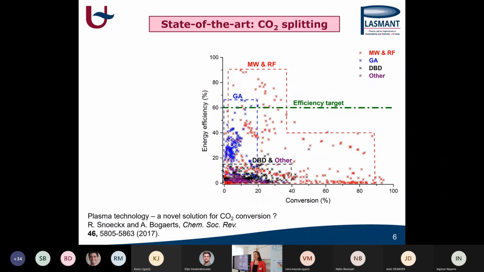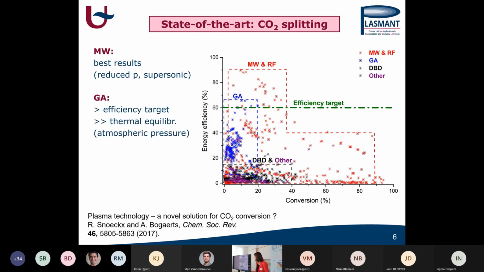This is the state of the art of CO2 splitting that we did a couple of years ago, but actually it is still very up to date for different types of plasmas that we collected from literature. And we plot here the energy efficiency as a function of the conversion. And as you can see, for some types like microwave plasma, they can reach an energy efficiency of even up to 90%. But this was obtained at reduced pressure and very specific conditions of supersonic flow. So this is not so easy to realize.